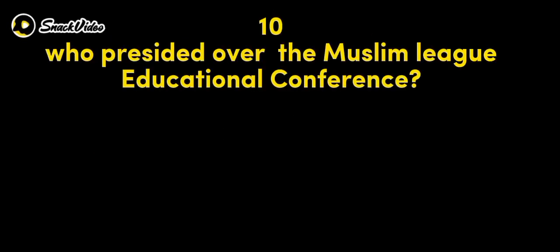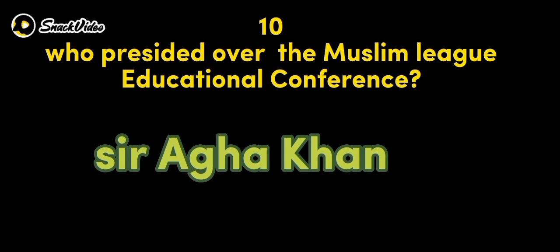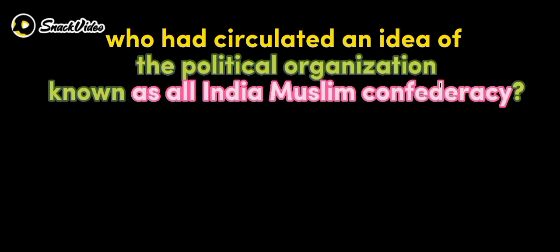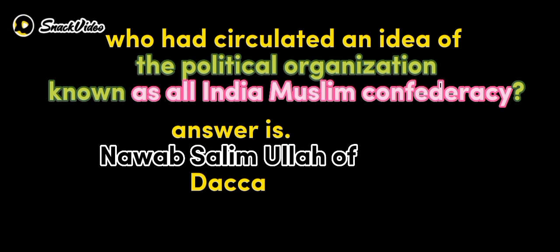10. Who presided over the Muslim Educational Conference? Sir Aga Khan. Who had circulated an idea of the political organization known as the All India Muslim Confederacy? The answer is Nawab Salimullah, Dhaka.